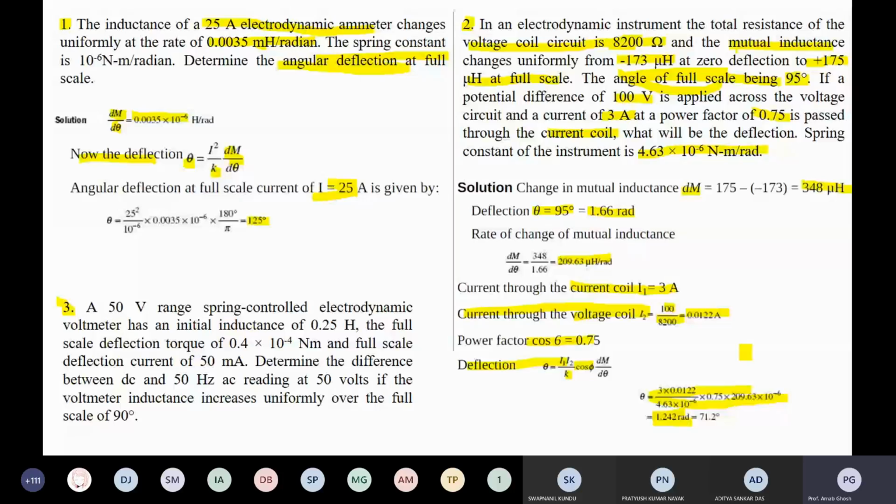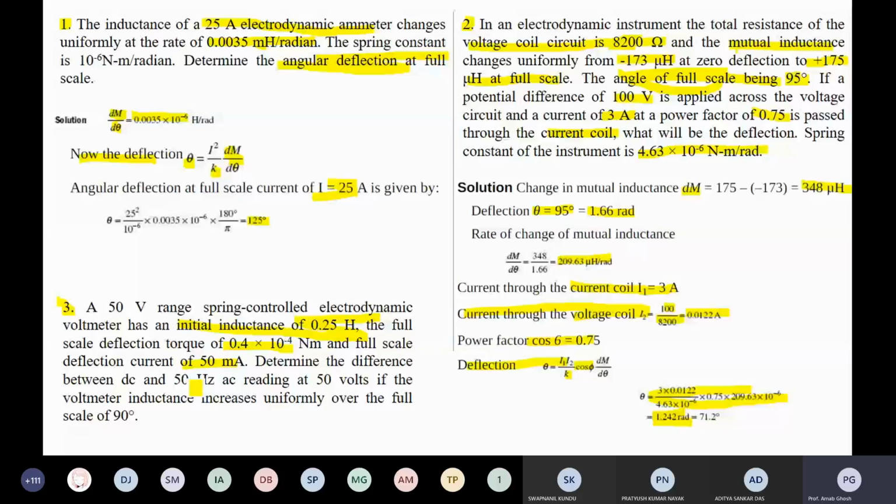Okay, so I think all of you are able to understand these two numerical problems. So in your home you should complete the next numerical. All of you please note down the formula and the statement of this problem. A 50 volt range spring control electrodynamic voltmeter, initial inductance is given 0.25. The full scale deflection torque is 0.4 into 10 to the minus 1 Newton meter, and the full scale deflection current is 50 milliampere. Determine the difference between DC and 50 Hz AC reading at 50 volts if the voltmeter inductance increases uniformly over the full scale of 90 degree. Simple problem, you can solve it in your home. After that we will start.